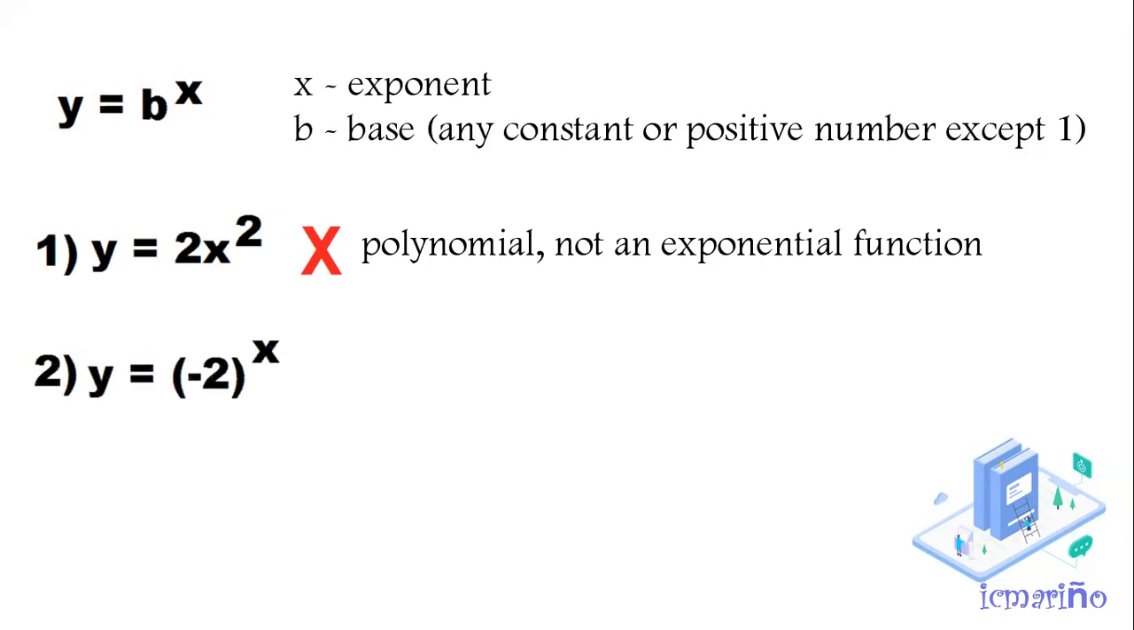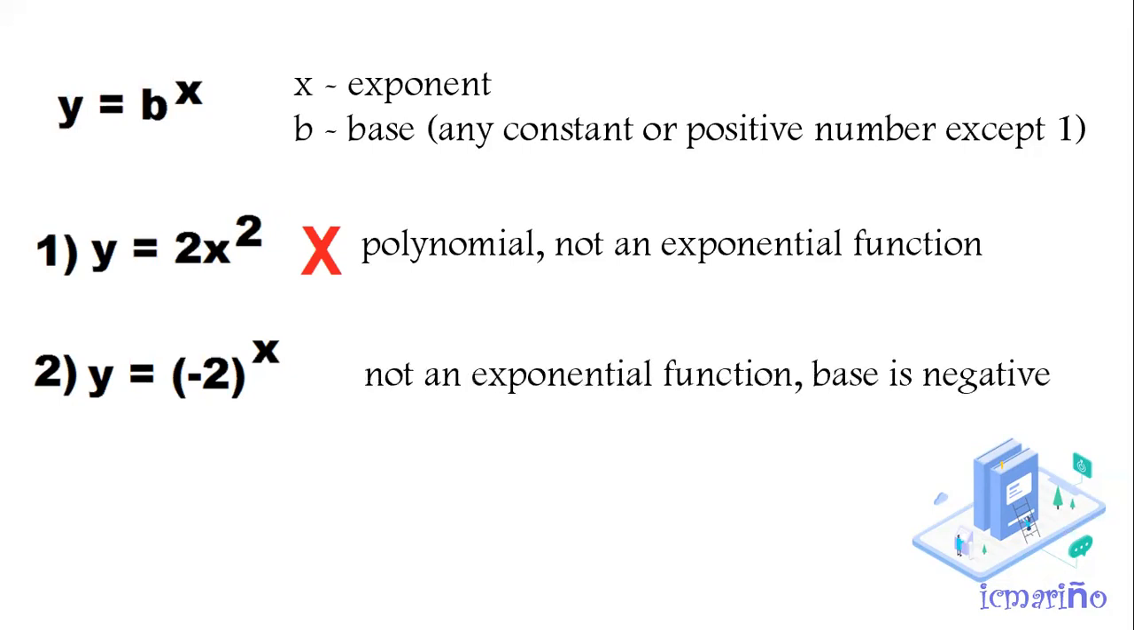y equals negative 2 raised to x. Again, let us check the exponent. That is x. That is valid. x is a valid exponent. And what about the base? It is negative 2. According to the rule, the base should be any constant or positive number except 1. So this is not an exponential function because the base is negative.